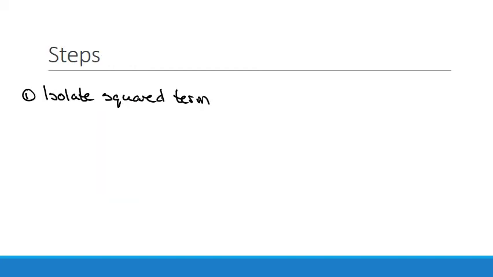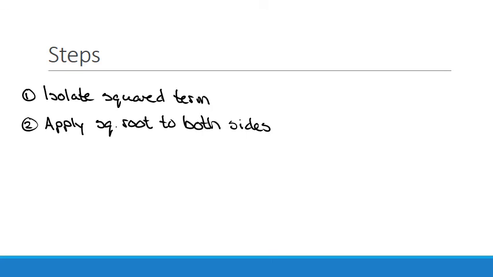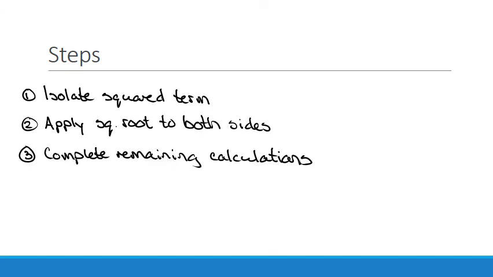All right, so just in closing, the steps. First thing we do is isolate the squared term. Apply the square root to both sides. Complete the remaining calculations and simplify if possible.